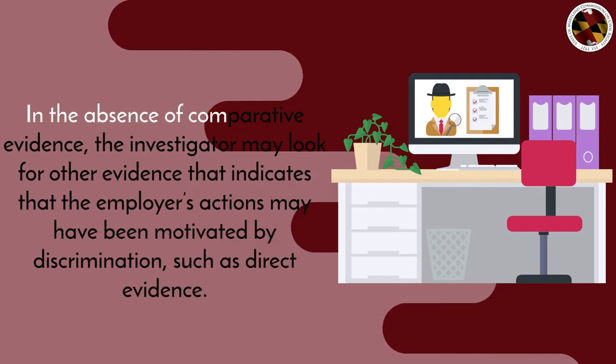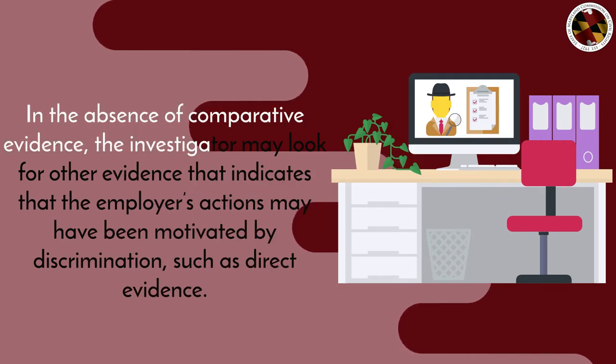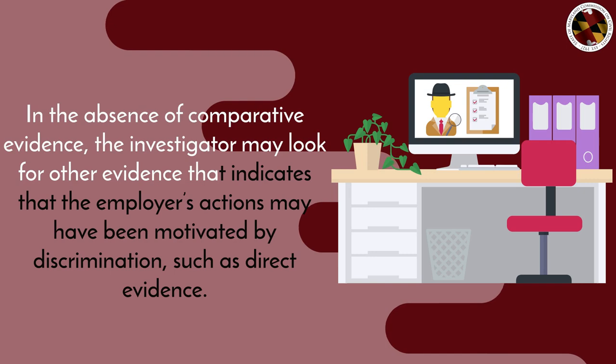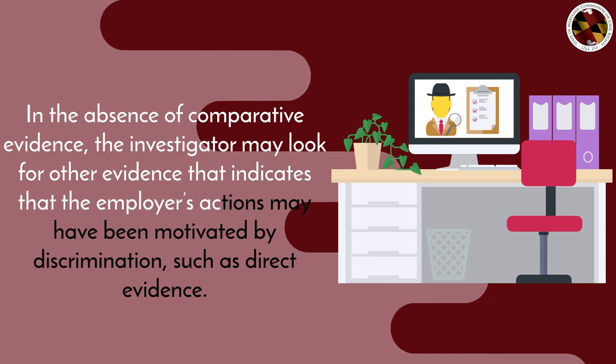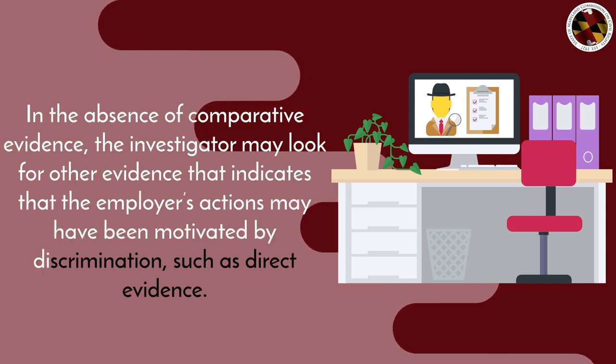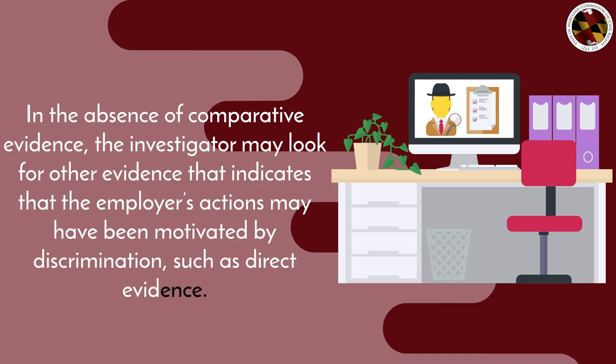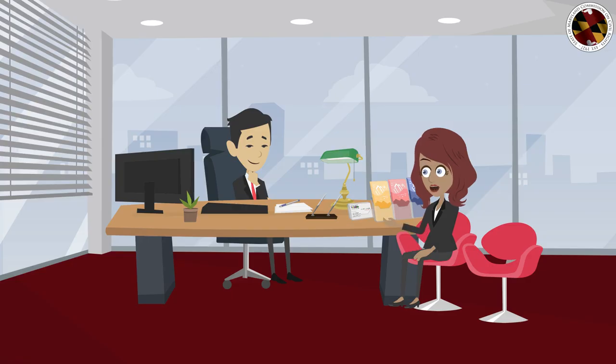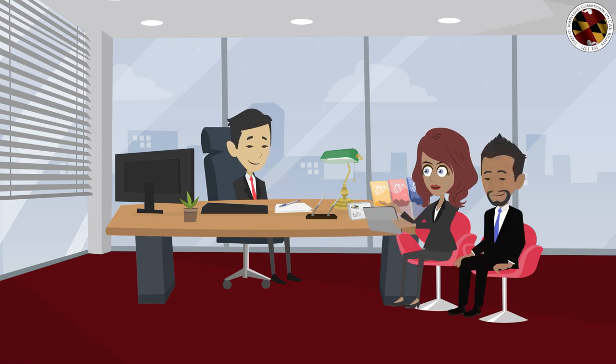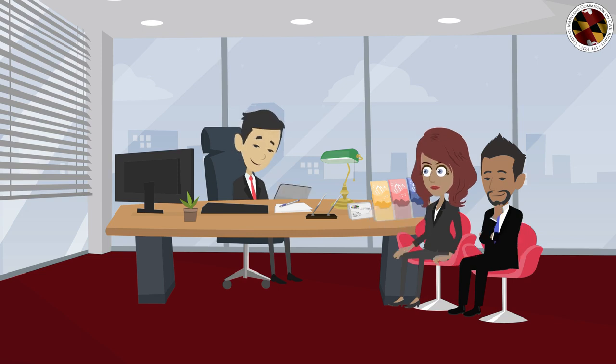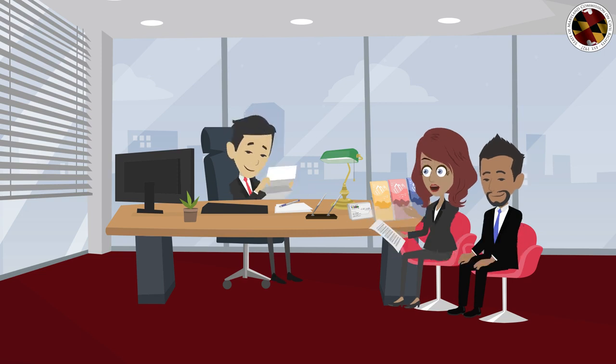In the absence of comparative evidence, the investigator may look for other evidence that indicates that the employer's actions may have been motivated by discrimination, such as direct evidence. Next, the investigator will review the employer's response to the charge of discrimination. A potential final step for the investigator could be an analysis of whether there is pretext, meaning any evidence that the employer's stated reason for its conduct is false.